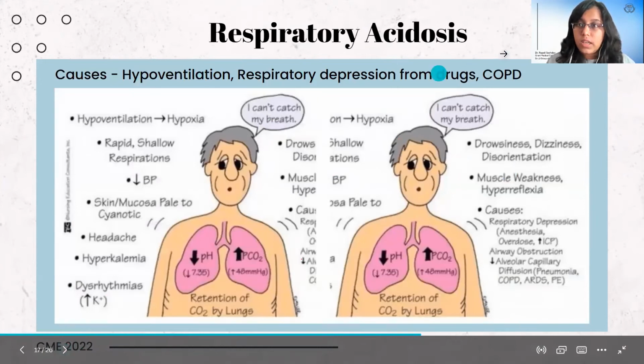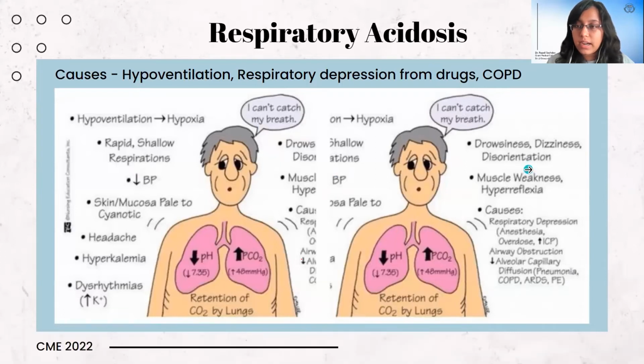Respiratory acidosis. Now, the causes of respiratory acidosis, again, very simple to understand. We know carbon dioxide is an acid. So if your lungs are not working, they're not able to remove the carbon dioxide from your body. So any cause of hypoventilation, in which conditions will you see hypoventilation? Where will the respiratory rate be less?